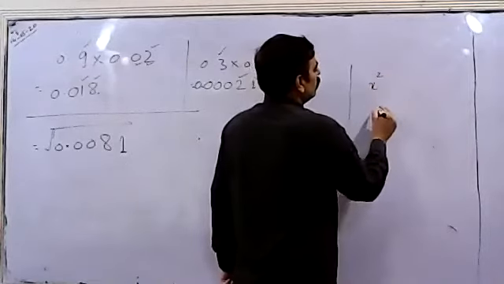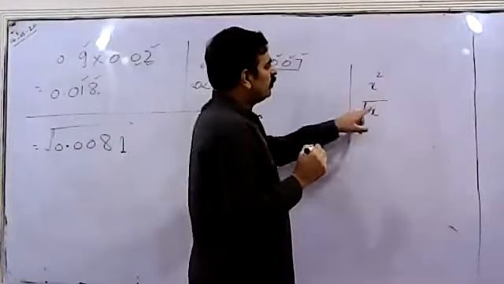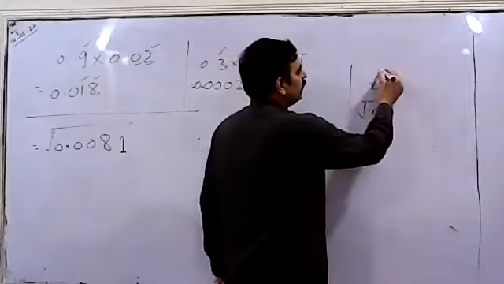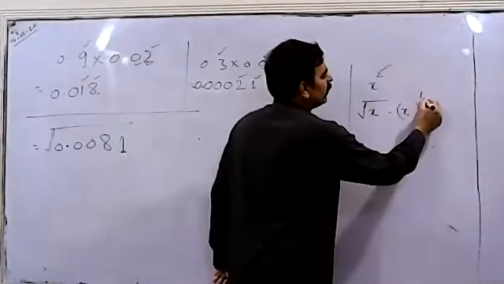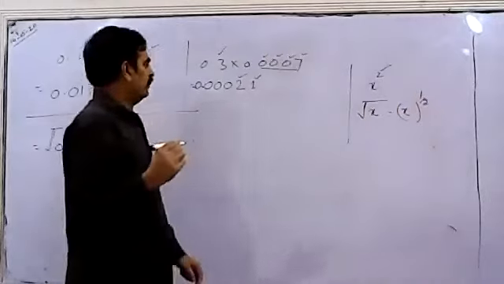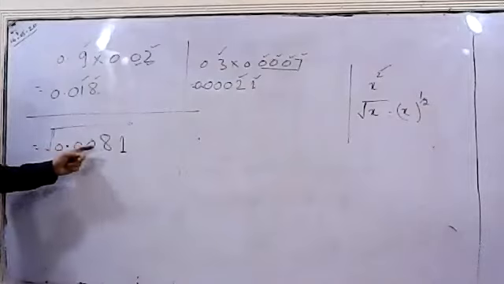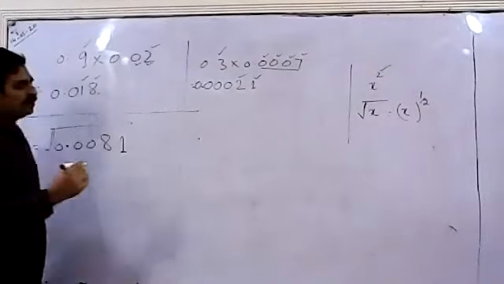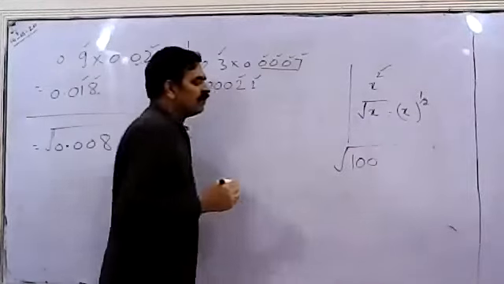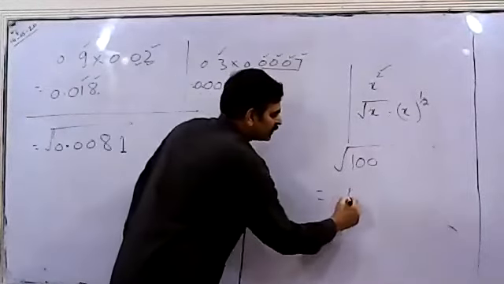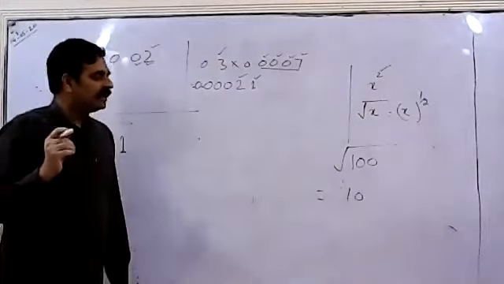X power 2 or square root of x. Power 2 and square root. It means the value of the power is 2. If we simplify it, it becomes 1 by 2. I have already told you. So the value is written 0.0081. Students, if there is 100, square root of 100, the answer is 10. If we take square root of 100, the final answer is 10.